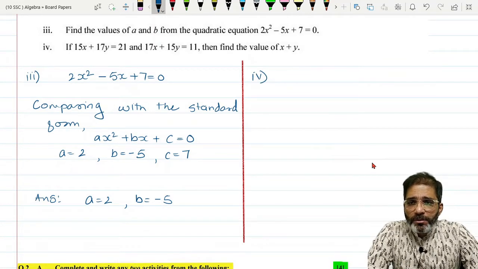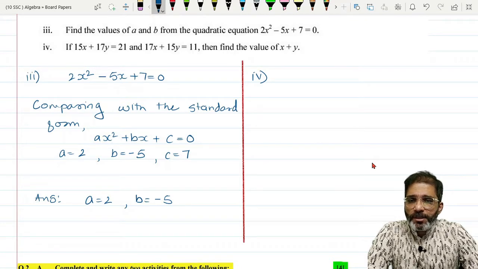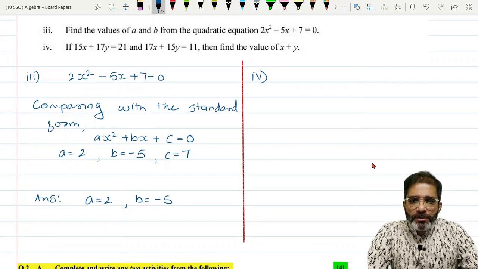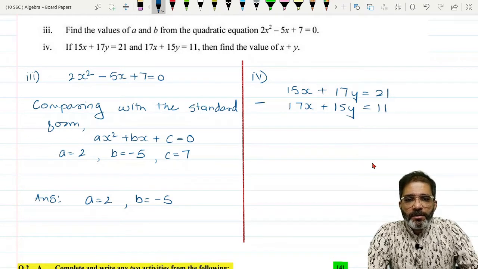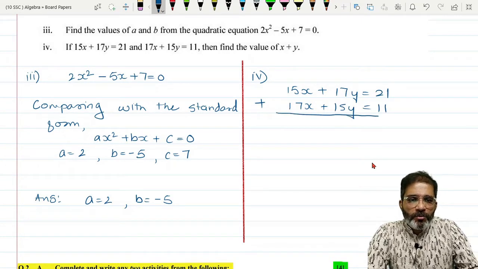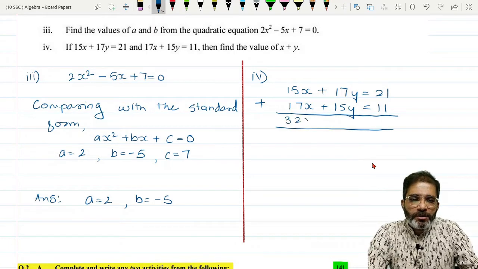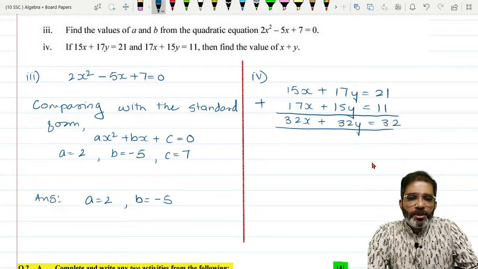They have given two simultaneous equations and you have to find out the values of x and y. 15x plus 17y equals 21, and then we have 17x plus 15y equal to 11. When you add both the equations, what I'm going to get is 32x plus 32y equals 32.